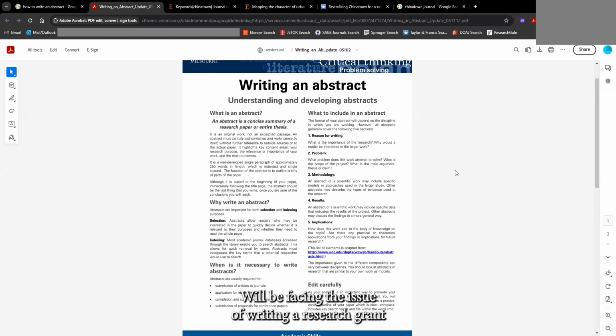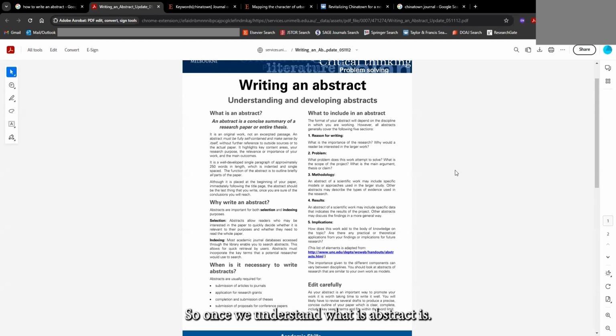You will be facing the issue of writing a research grant application. An abstract will stay with you for a long time, starting from your thesis all the way to conference and journal publications, and then to your research grant application. So it's very important that you grasp this skill as early as you can, so that you can make the most out of it.